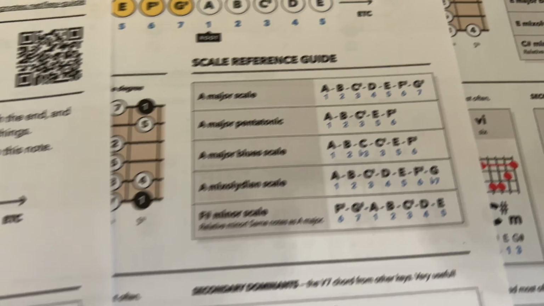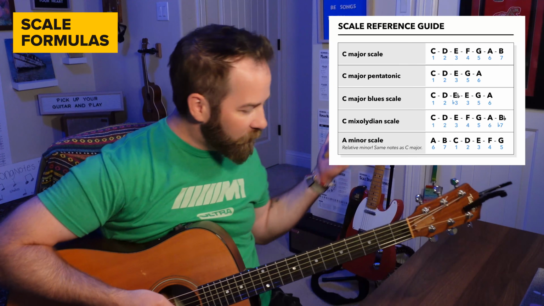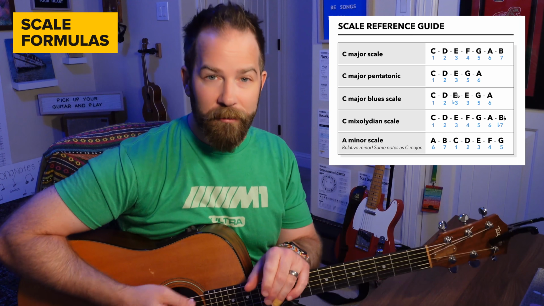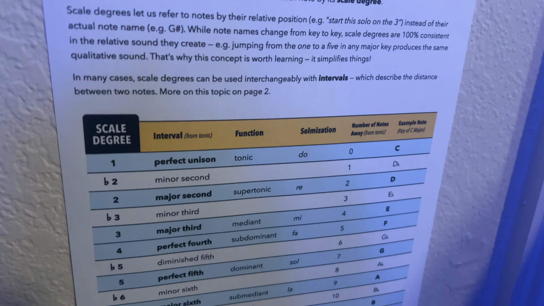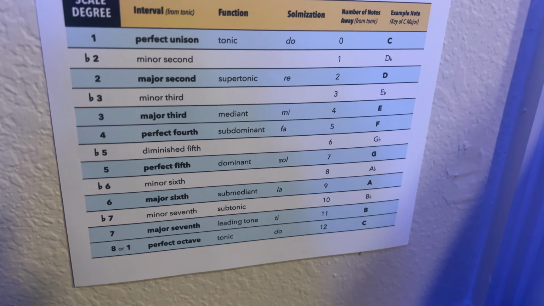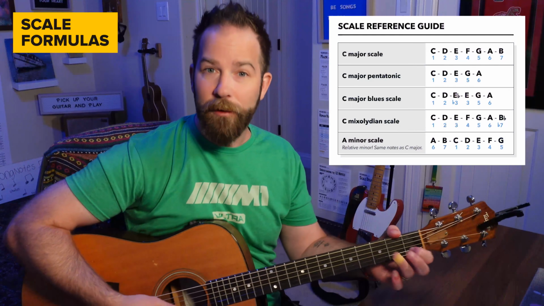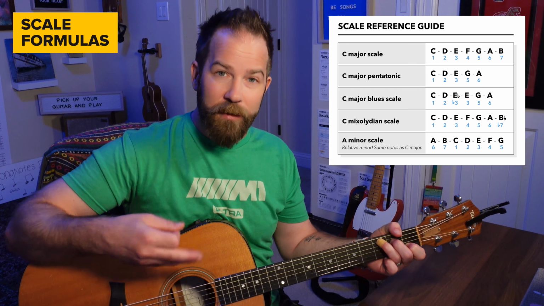6, 7, 1. Okay, now that may just seem like I'm counting to 7, right? But if you look at my practical music theory course on scale degrees and intervals, and you look at the intervals of each of these, it's our tonic, then a major second, a major third, a fourth, a fifth, a major sixth, a major seventh, and then back to the one, okay? Those are the intervals of each of those notes.